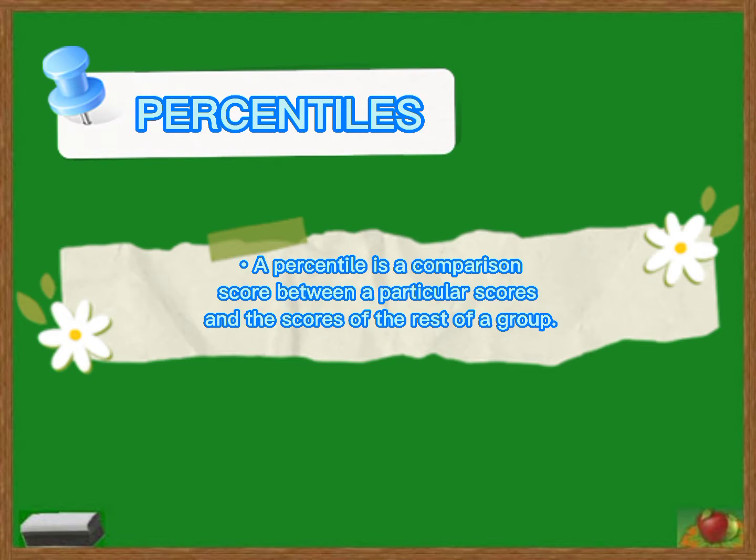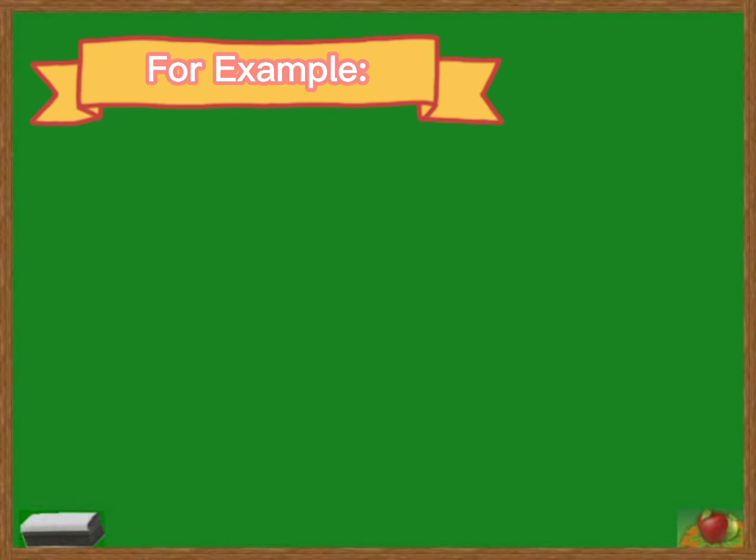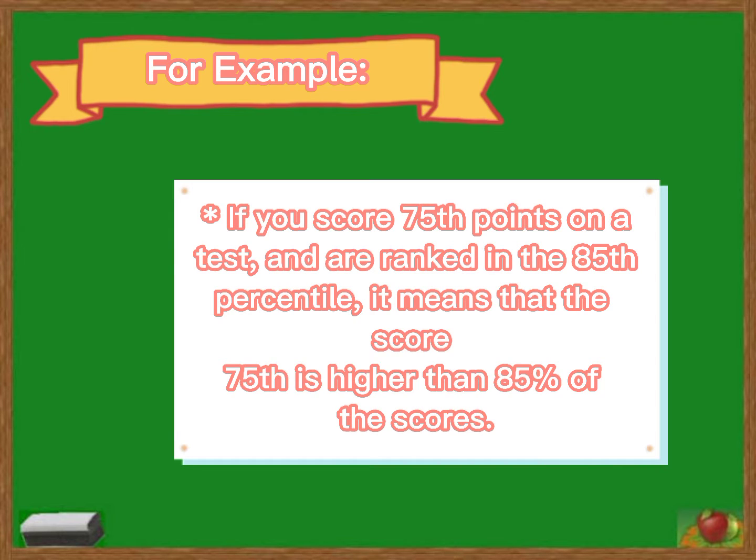A percentile is a comparison score between a particular score and the scores of the rest of a group. It shows the percentage of scores that a particular score surpasses. For example, if you score 75 points on a test and are ranked in the 85th percentile, it means that the score 75 is higher than 85% of the scores.